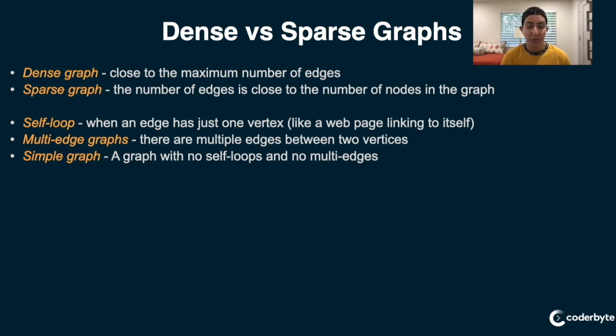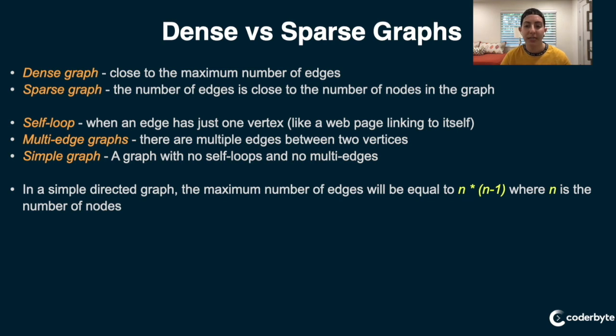Another good term to know when it comes to talking about the graph data structure is a simple versus a complex graph, right? A simple graph is a graph that has no self loops and no multi-edges. So in all of our other examples, those have all been simple graphs. There have been no nodes connecting to themselves and no multiple connections between nodes, just the one if there is one.